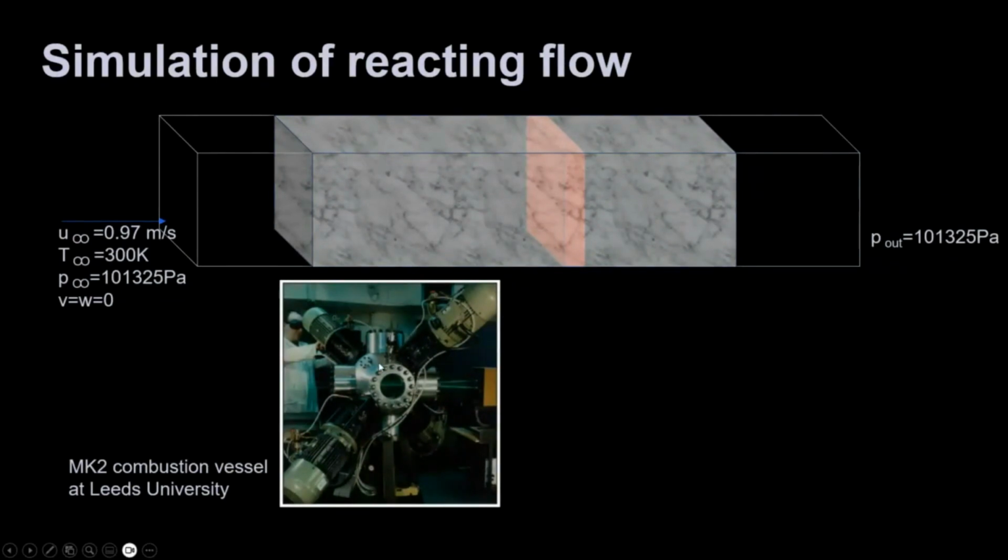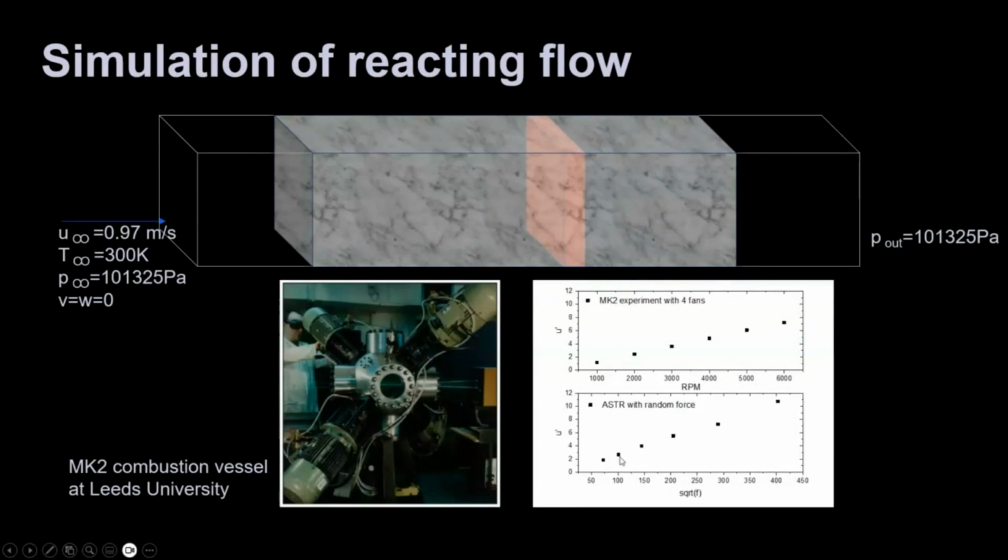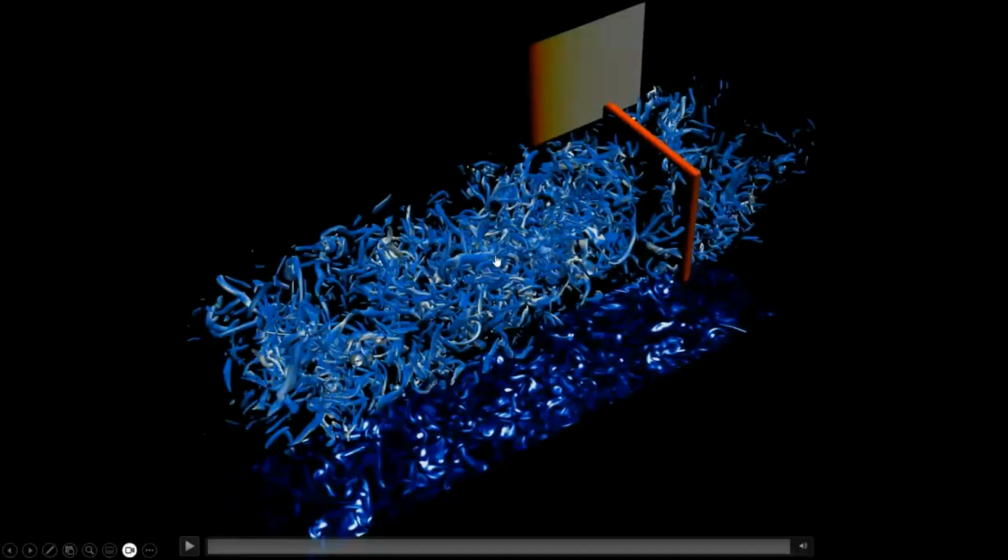They do this experiment in a sphere tank. We use body force, and you see that the velocity fluctuations can be at a very similar level to this experimental facility. And now we have this cool video of the flame.